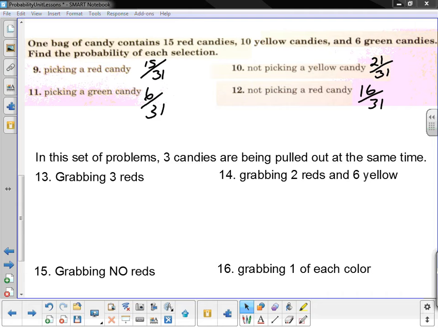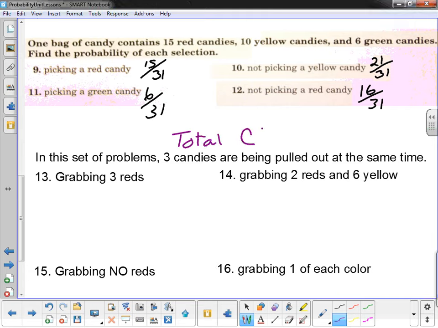If I was pulling 1 out at a time, we could keep track of what color came out first, second, or third. But we don't care about that. We just want all 3 candies out. So that means we need to do a combination for the total, which is a combination of all 31 candies taken 3 at a time. You're going to have to be able to do that on the calculator, or however you want to figure out how to take a combination of 31 candies 3 at a time. Okay, there's 4,495 ways we can pull out 3 candies.